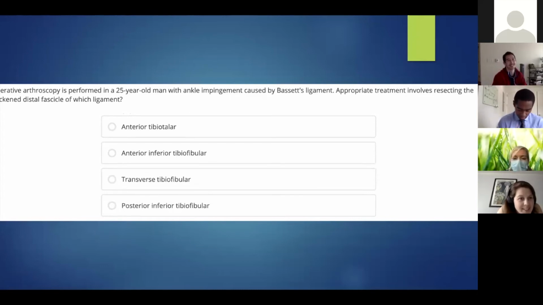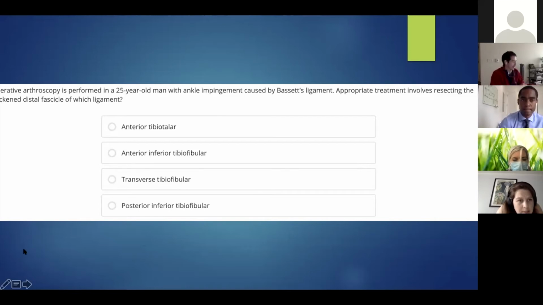Okay, sounds great. Operative arthroscopy is performed in a 25-year-old man with ankle impingement caused by Bassett's ligament. Appropriate treatment involves resecting the thickened distal fascicle of which ligament? So the anterior tibiotalar, ATFL, transverse tibiofibular or posterior inferior tibiofibular.